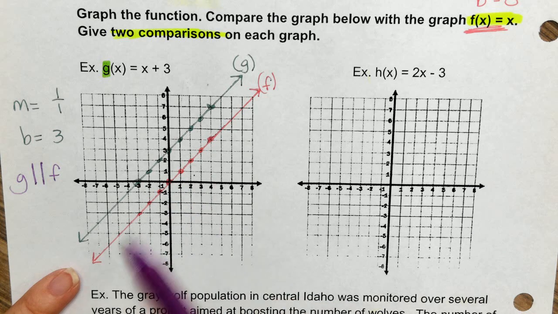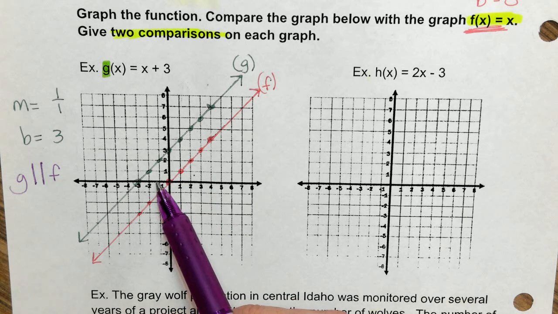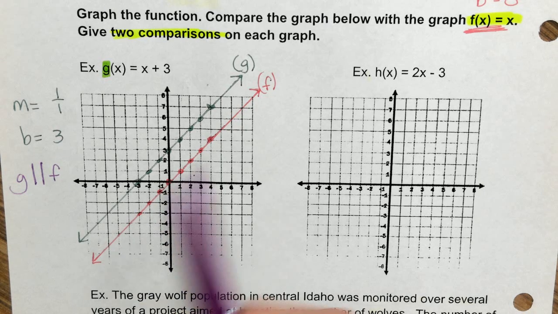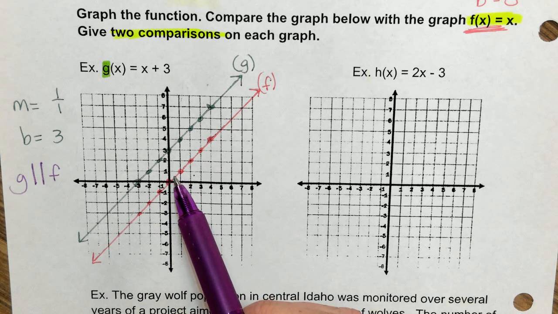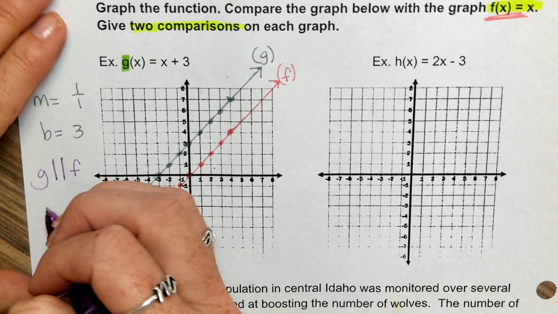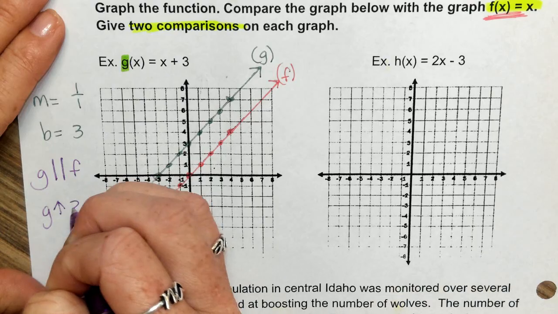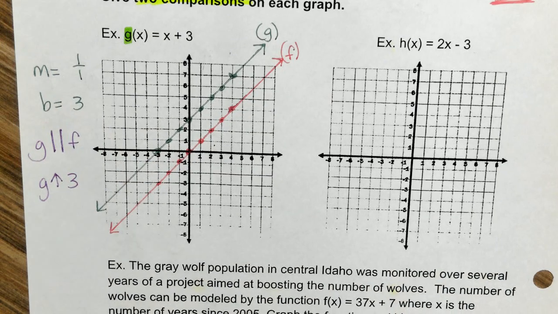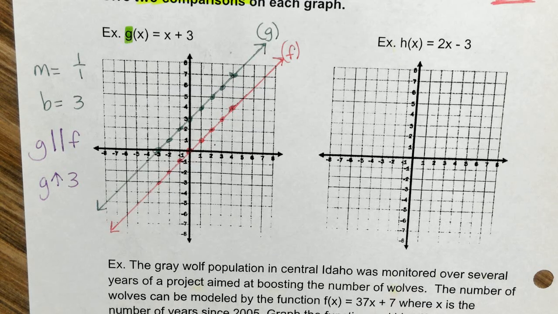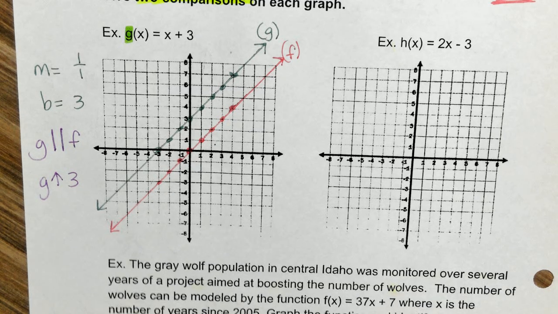Here is the parent function. What did they do to this parent function? They added 3. So what did it do to the line? It shifted it up 3. So I would say G is up 3. And that is your 2 comparisons. Easy? All right, this one.